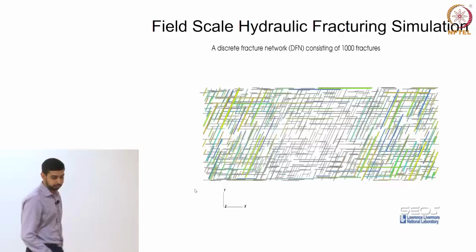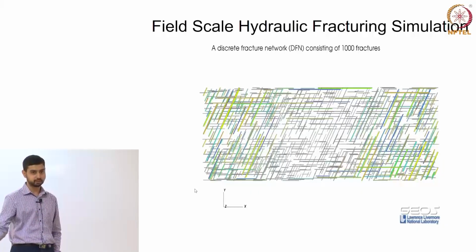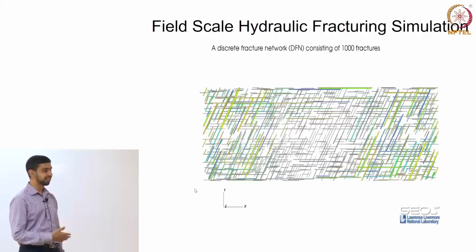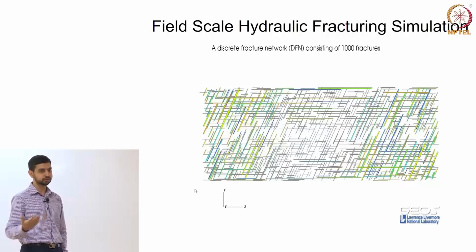Here's another example where you have several natural fractures, which is essentially when you have the Earth's geology, in addition to the fractures that you're creating by injecting pressurized fluid, there's already many fractures that exist because of tectonic activity and geologic folding.